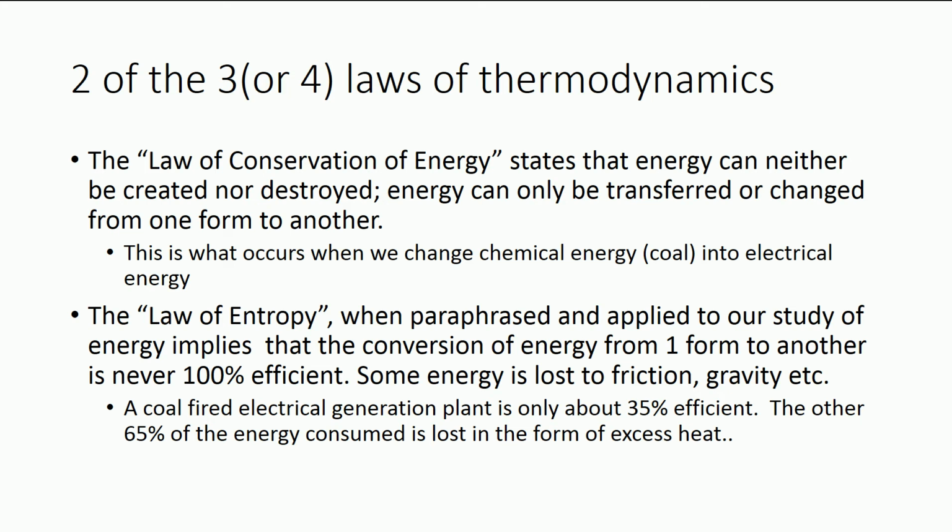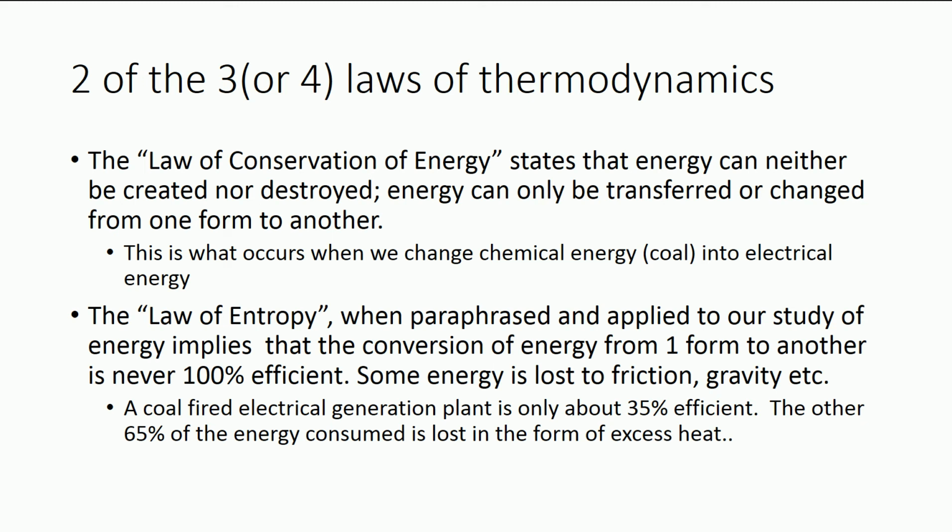The law of entropy, paraphrased for our studies, is that there is never 100% efficiency when you transfer energy from one form into another. There's always some level of loss. A different way of interpreting the law of entropy is that everything is going to find its lowest level of potential energy. That's a little bit more complicated.